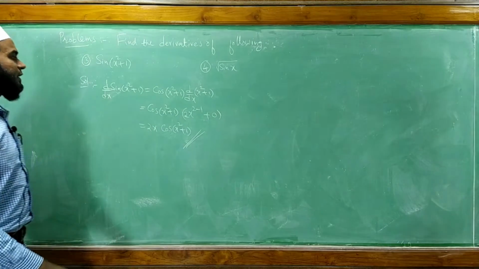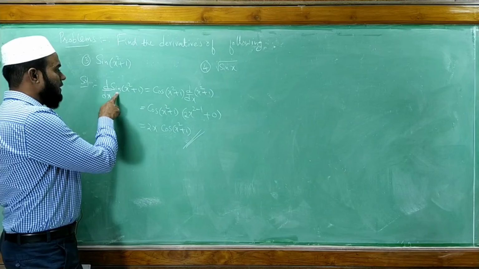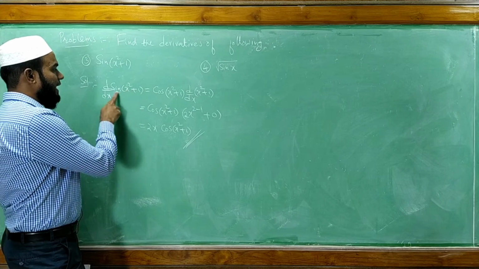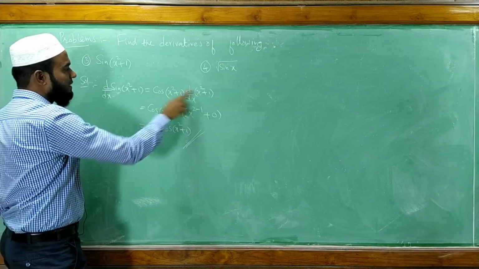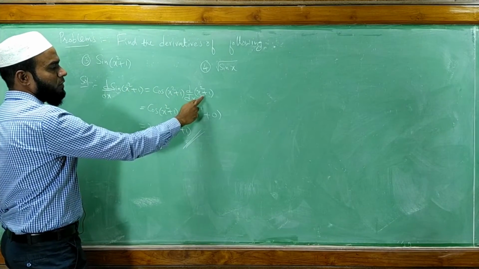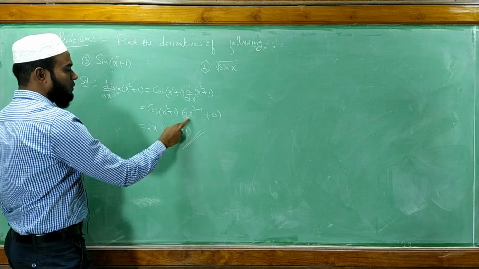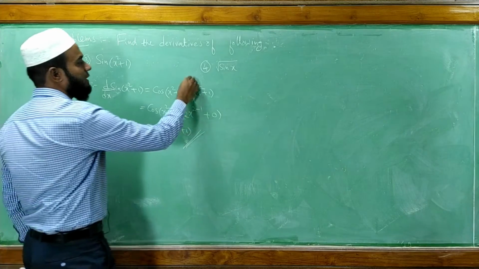This is how we find the derivative of sine of x square plus 1. What we have done: first we have evaluated the derivative of sine, that is cos, sine of something, cos of something as it is, then the derivative of that something, x square plus 1. Derivative of x square plus 1 is 2 into x power 2 minus 1 plus 0. So 2x into cos of x square plus 1, right? This is how we find the derivative.